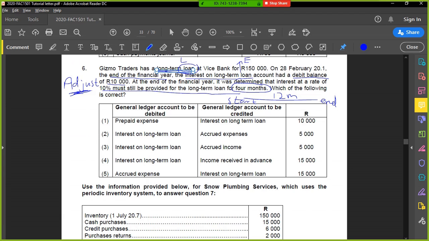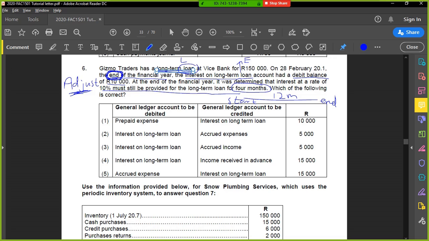If we go back to the question, you've identified all the correct values. Okay, we just need to consider this 10,000. If you read the question, it says 28 Feb 20.1. Where is that? Beginning or end? Beginning. No. Hold on. The end. Sorry, it says the end. Okay, end of the financial year.